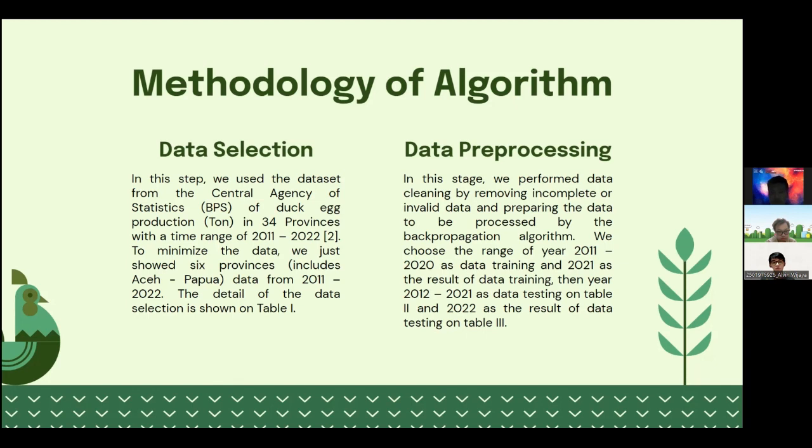Data pre-processing. In this stage, we perform data cleaning by removing incomplete or invalid data and preparing the data to be processed by the backpropagation algorithm. We choose the range of years 2011 until 2020 as data training and 2021 as the result of data training. Then 2012 until 2021 as data testing on table 2, and 2022 as the result of data testing on table 3. Next.